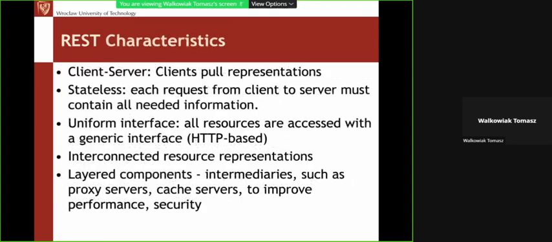And the next one. And that's why I think it became very popular. So the client-server communication is stateless, since it is mostly based on HTTP, okay? So each request from the client to the server must contain all needed information, because it is stateless. We don't know if it's the same person or not. And the idea is that the client gets data. The client pulls representations, any representation.